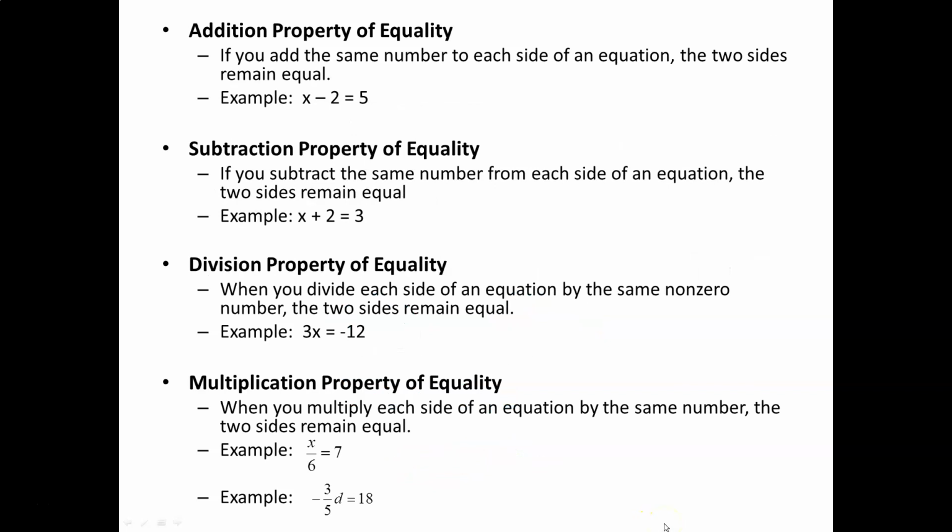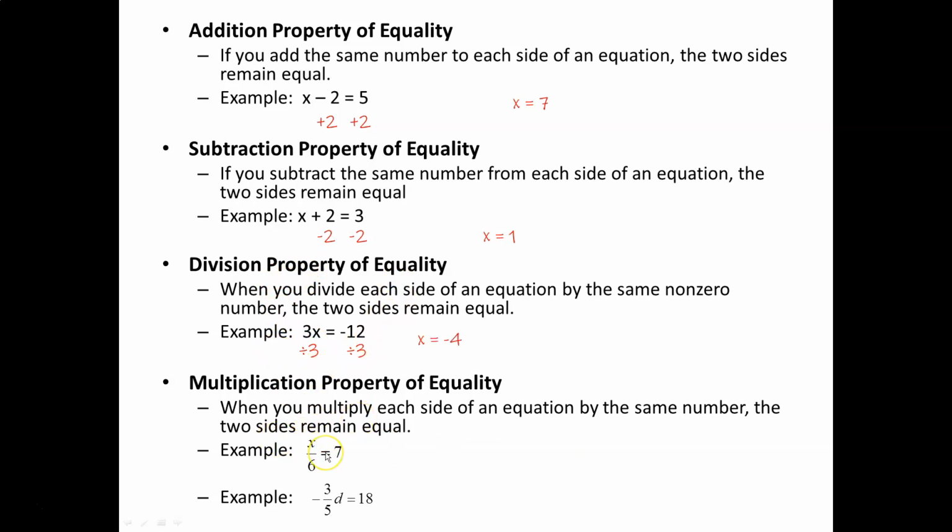Okay, the addition property of equality means that if you add the same number to each side of the equation, the two sides remain equal. So we add 2 to both sides, and we get x equals 7. X equals 7 is equal to x minus 2 equals 5. The subtraction property of equality says you have to subtract from both sides to keep it equal. The division property of equality, we divide both sides by the same thing and it stays equal.